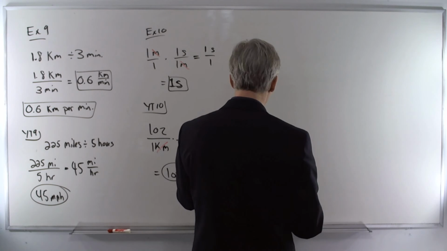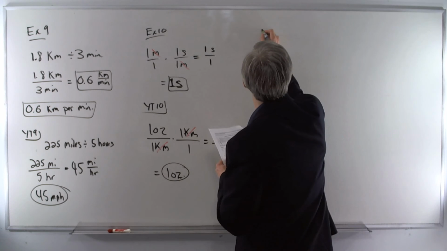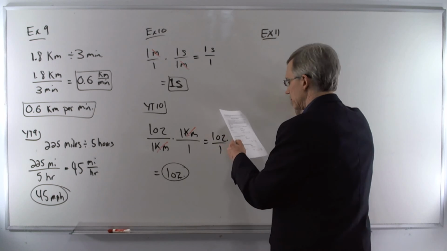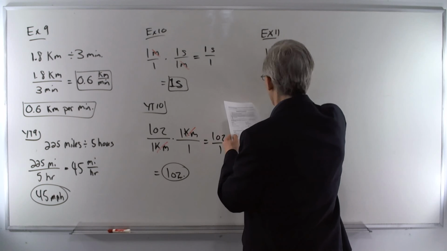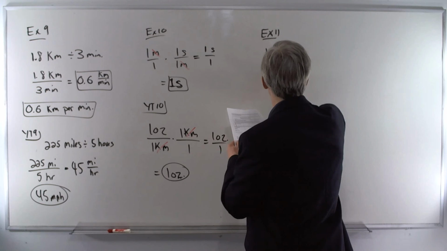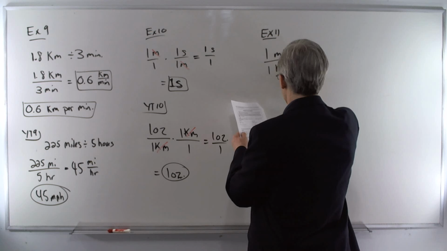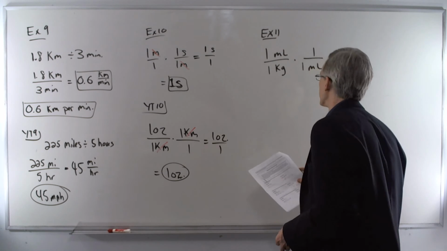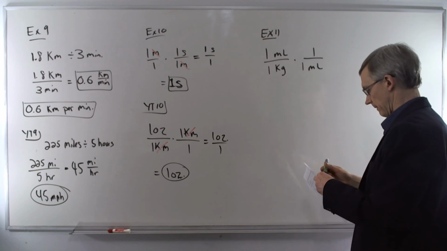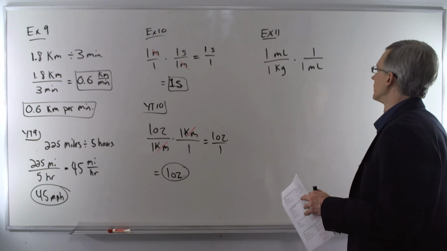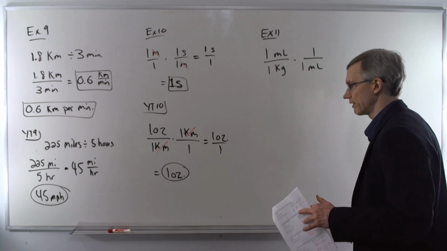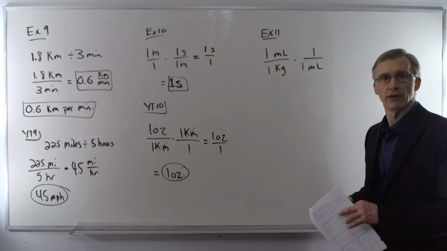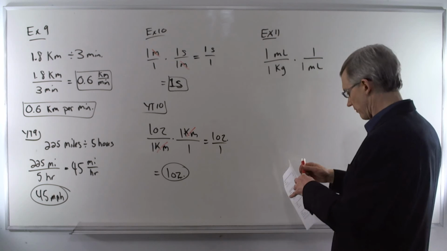Now units can end up in the denominator. Example 11, we got 1 milliliter over 1 kilogram times 1 over 1 milliliter. And if you don't recognize these abbreviations, these units, we're going to do a unit on the metric system coming up, so they'll become more familiar then.